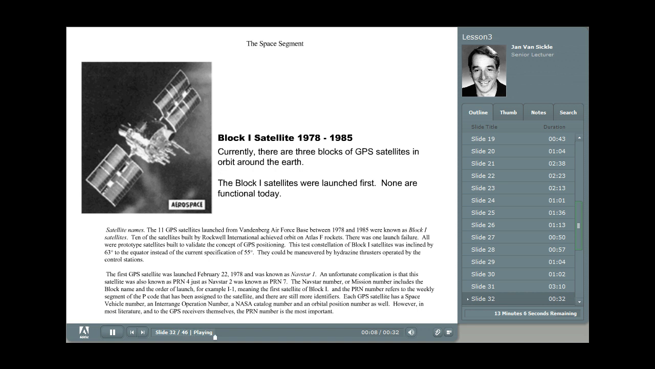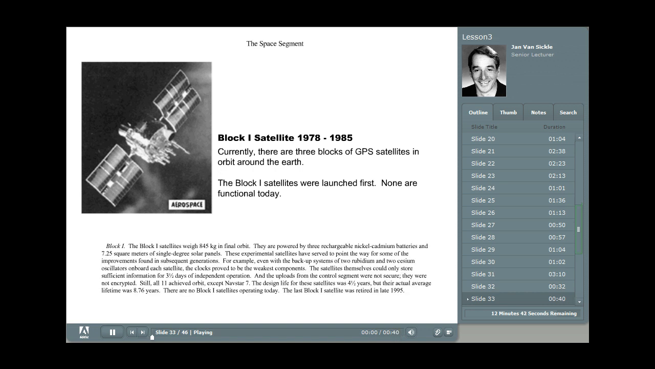Now, continuing our discussion of the space segment, here is the Block 1 satellite. These were the first launched. The first one went up in 1978. There are none of them functional today, but they certainly did an extraordinary job in getting the system started. And one could say it was an experimental system at that time, but it certainly has worked out well.